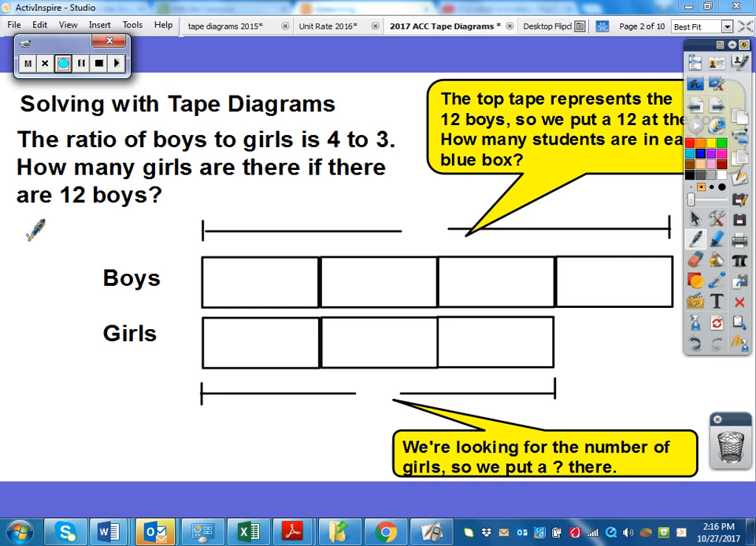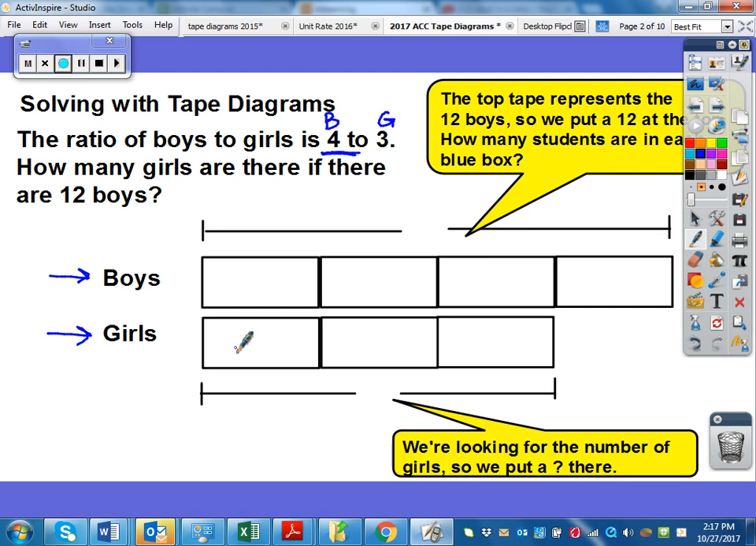So the first step is to think about what you are comparing. I'm comparing boys to girls. So you're going to draw two tapes, or if you want, rows of boxes, to help represent the boys to girls ratio. The boys are going to have 4 boxes because in the simplified version of the ratio, it is 4 to 3, which means 4 boys for every 3 girls. So this ratio box, 4 to 3, initially represents a class of 7 total students. There are 4 boys and there are 3 girls.